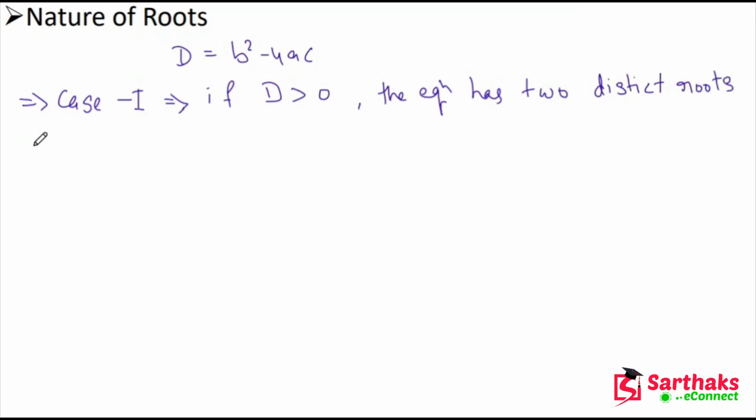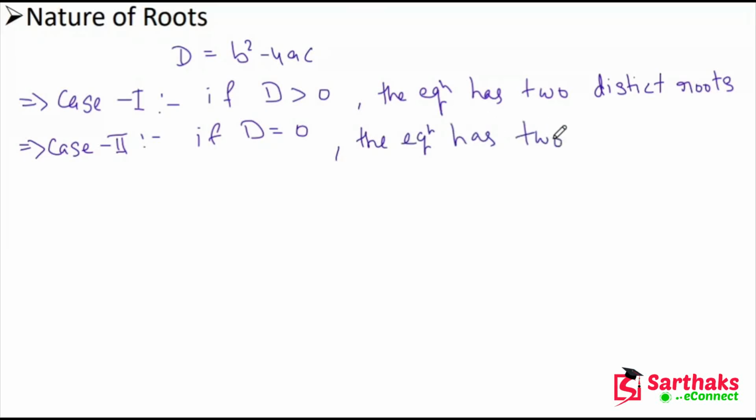Case 2: if d is equal to 0, then the equation has two equal real roots. I hope you get this point.